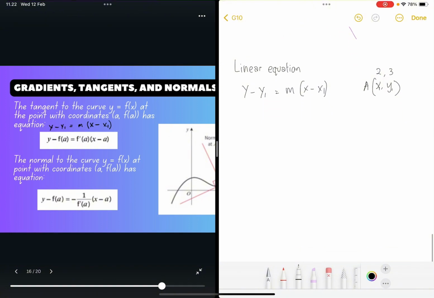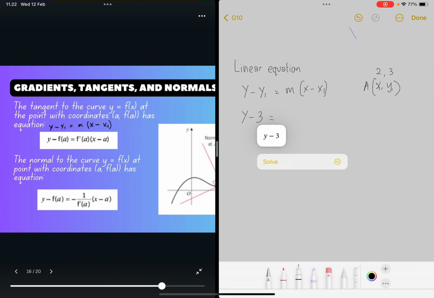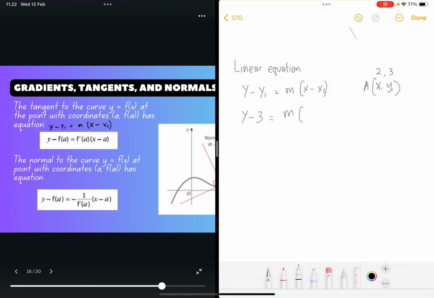So how do we find the linear equation using this specific point given? We just need to substitute the values of x1 and y1. Right here, sorry, it is 3. And then this m, we're going to find the gradient of the line. And then here, x minus 2.